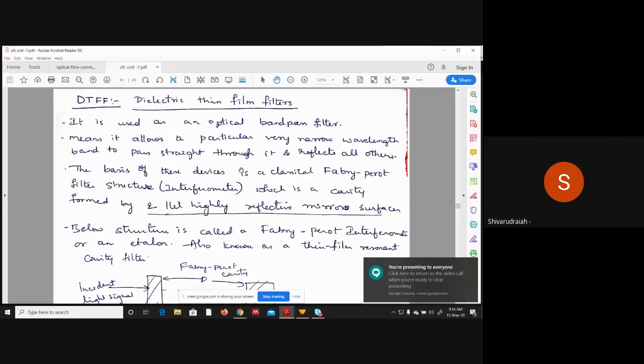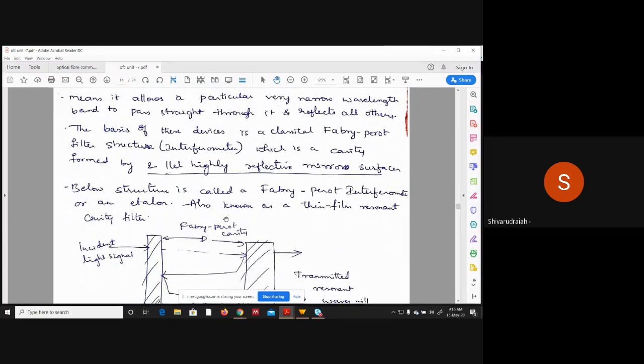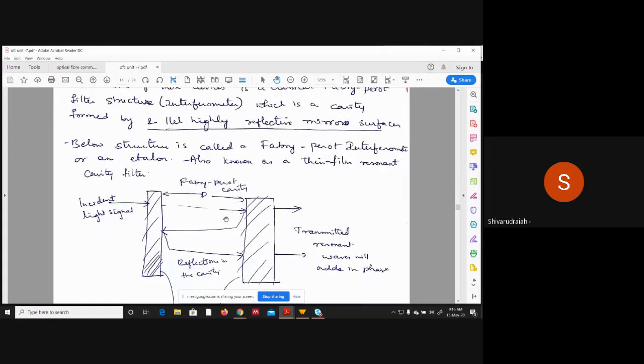Okay, similar to your fiber Bragg grating, this dielectric thin film filter is also being used in order to extract some specific band, particularly a narrow wavelength band of signals. Okay, so how do we construct this dielectric thin film filter? You can see a simple construction diagram here. Here we have used two reflecting mirror surfaces and they are faced opposite to each other.